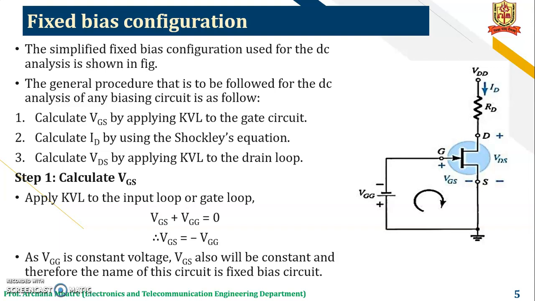So step 1 is to calculate VGS. Apply KVL to the input loop or gate loop. So we will get the equation as VGS plus VGG is equal to 0. Therefore VGS is equal to minus VGG. As VGG is constant, voltage VGS also will be constant, and therefore the name of the circuit is fixed bias circuit.